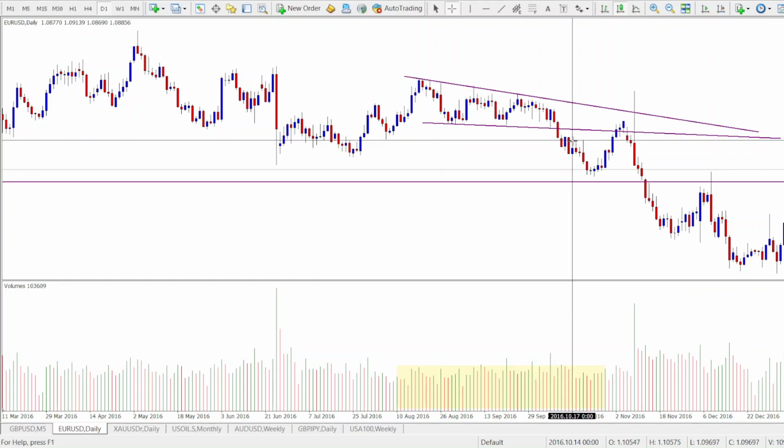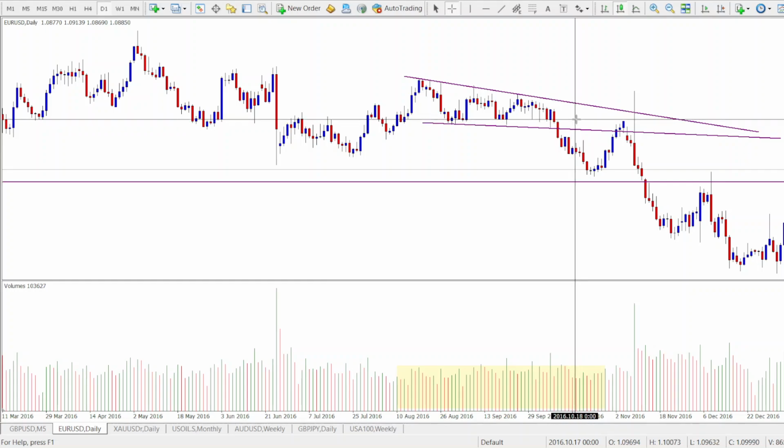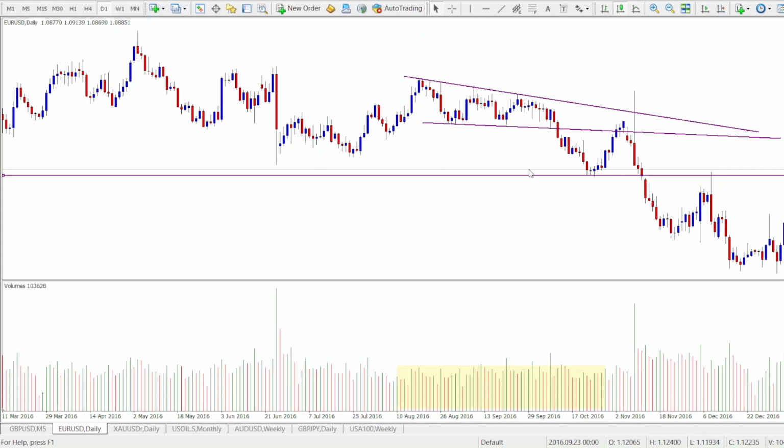So after this retest, we could have even entered our sell trade. All right, we could have even entered our sell trade here and then set a stop loss above the breakout level, and then take profit can literally be at the nearest support zone.